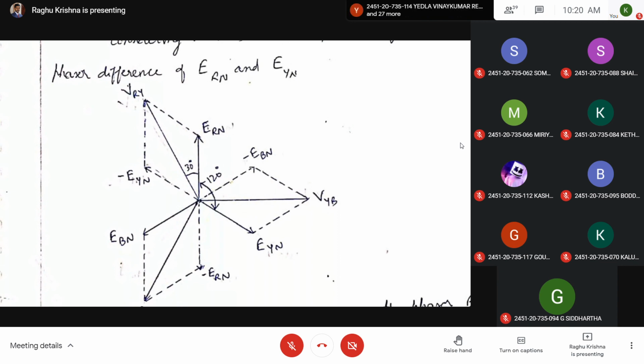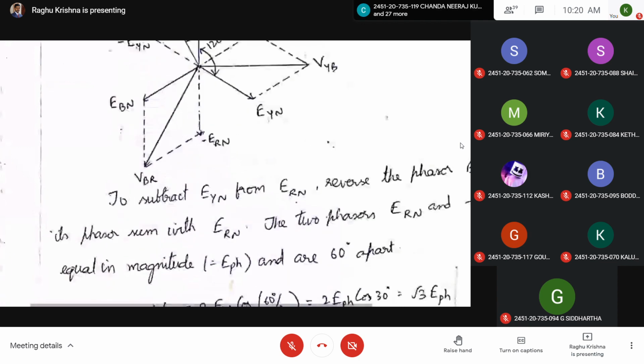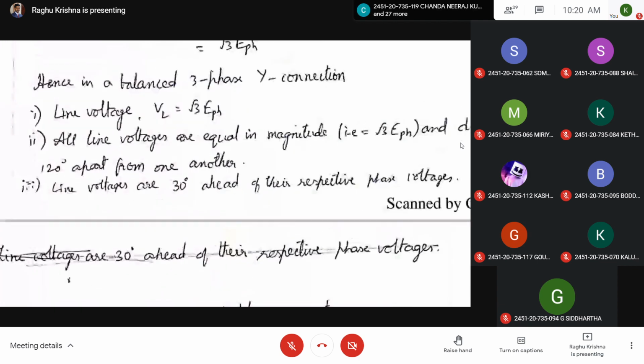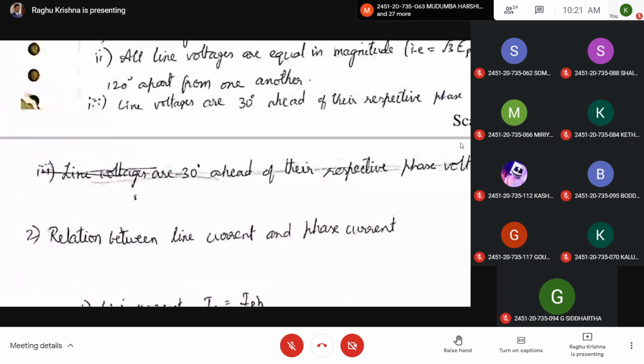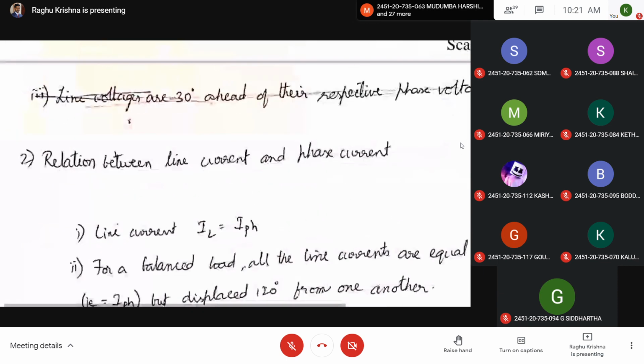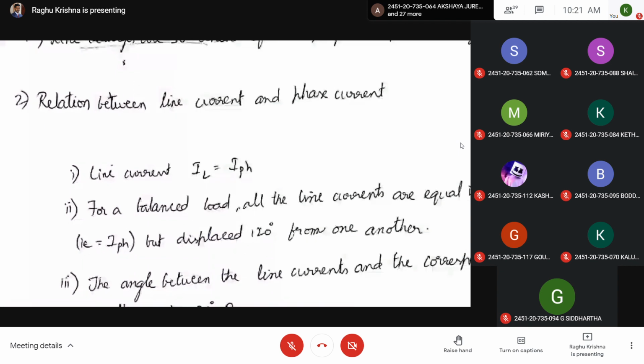Okay, here the line voltages are 30 degrees ahead of the respective phase voltages. That is the third point. So the line voltages are 30 degrees ahead of their respective phase voltages. Now here, relation between line current and phase current. Coming to relation between line current and phase current.